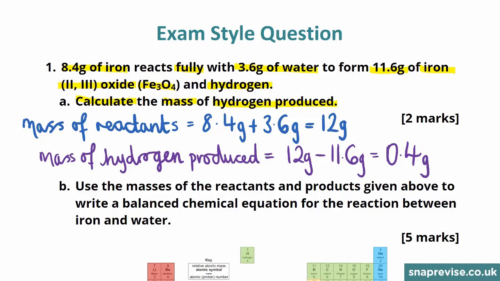This question is worth 2 marks, so you get 1 mark for correctly identifying that the mass of the reactants must be equal to the mass of products because of the conservation of mass. And you get your 2nd mark for getting your answer of 0.4, remembering to include your units as grams.